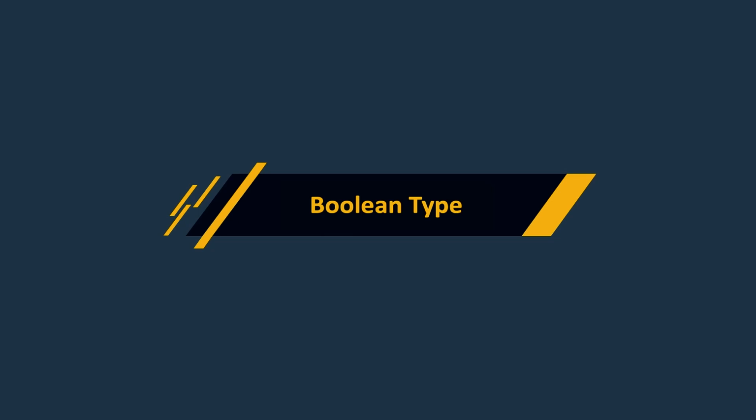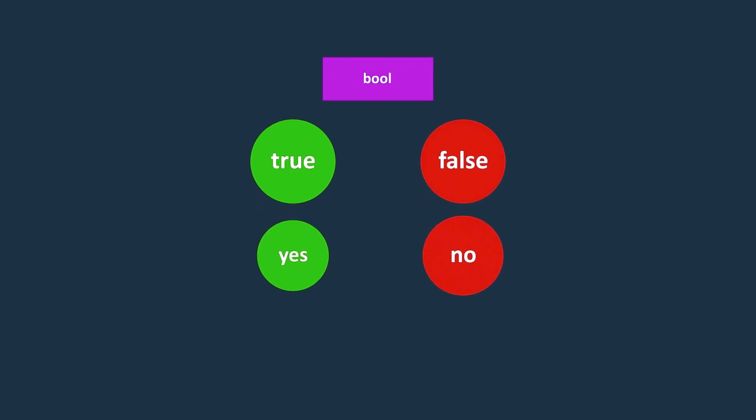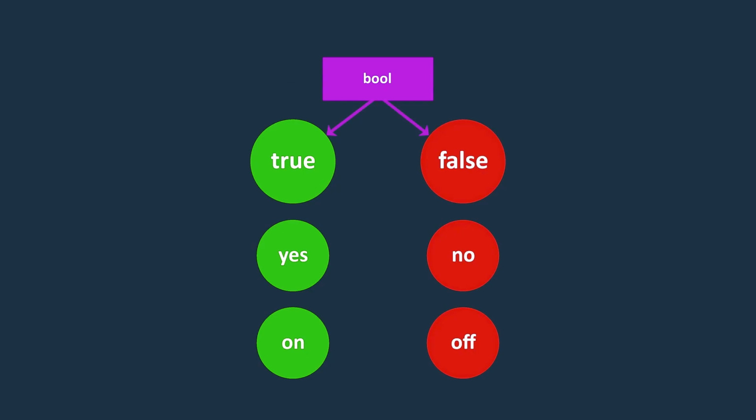In this lecture, we'll cover the bool data type. In programming, Boolean values represent the concept of true or false, indicating options such as yes or no, on or off. As you know, in C#, we have a data type called bool to store Boolean values.